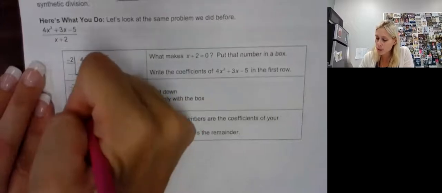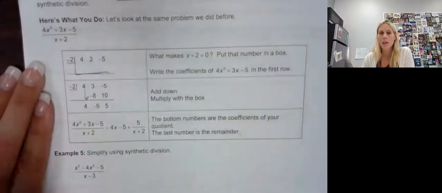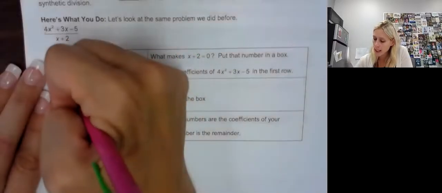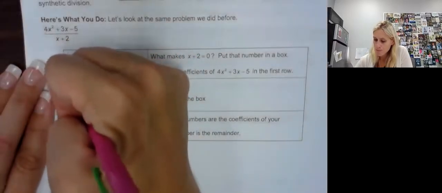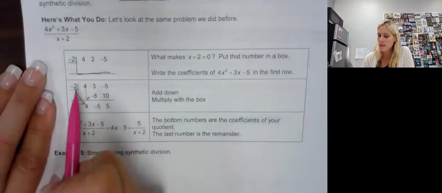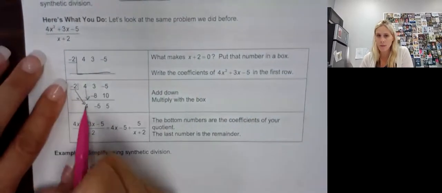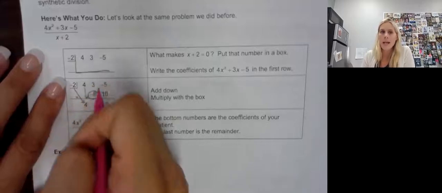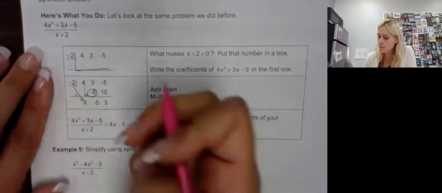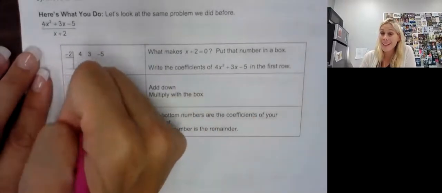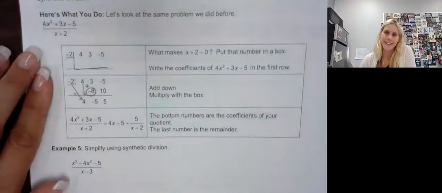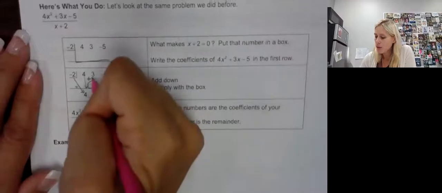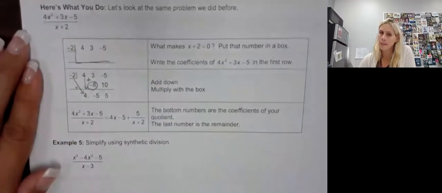Well, that first coefficient, we're going to go straight down. Okay, so I'm going to put that 4 straight down. Then what we do is we take that -2 and we multiply by 4, in this case, that coefficient. So -2 times 4 is -8. So we put that right there. Then what we do, and this is why I like synthetic, is we add straight down, right? We're so much better at adding than subtracting. So 3 plus -8 is -5.